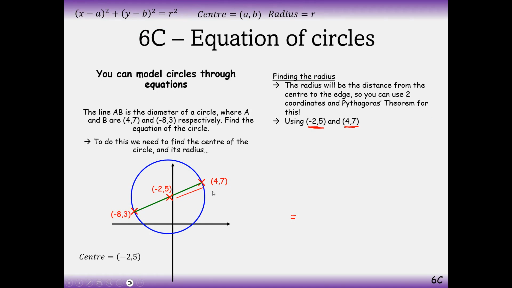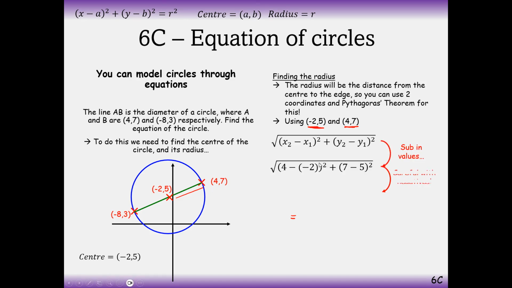So in our case, the -2 and 5 is the center of the circle, and we've taken 4 and 7 here. So then all you have to do is just use the distance formula, and you'll find out that it is square root of 40. So square root of 40 is, in other words, square root of 4 times the square root of 10. That is 2 lots of square root of 10. There isn't any further simplification for that.